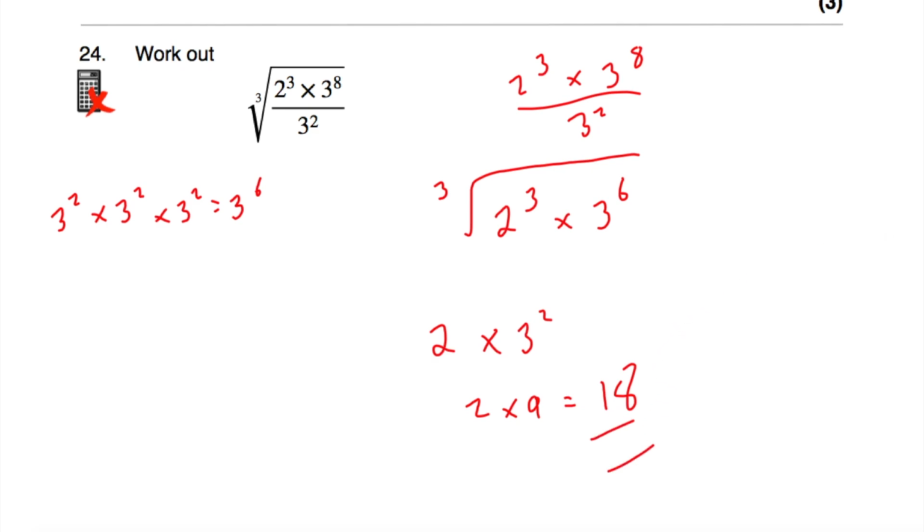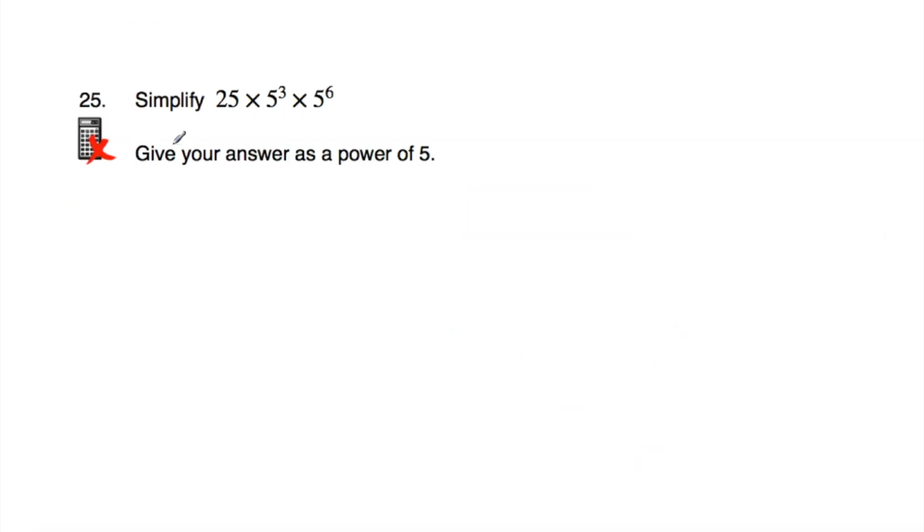Okay, next, question number 25. Question number 25 says simplify 25 multiplied by 5 cubed multiplied by 5 to the power of 6. I've been asked to give our answer as a power of 5, so that means we want to give an answer as 5 to the power of something. The one thing I notice here is we've got 25, but 25 is 5 squared, so we've got 5 squared multiplied by 5 to the power of 3 multiplied by 5 to the power of 6. So I've just replaced the 25 with 5 squared.